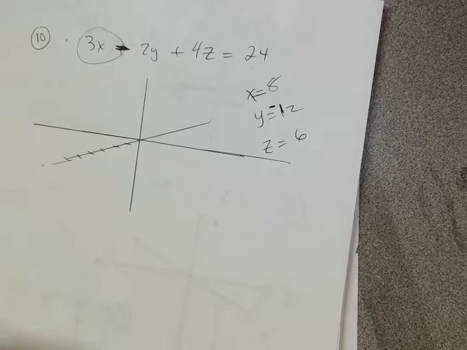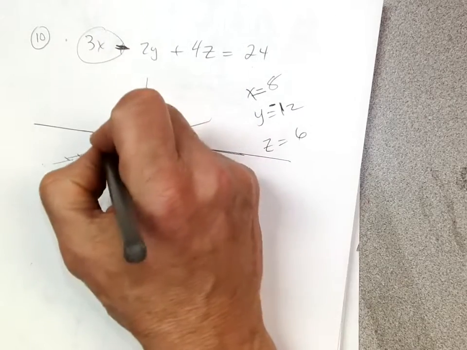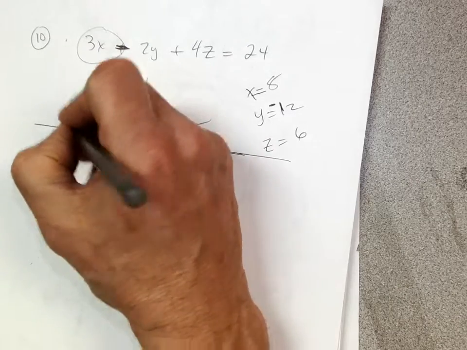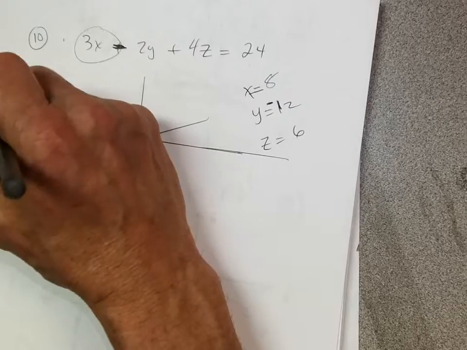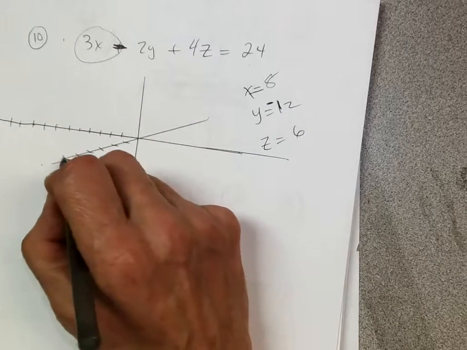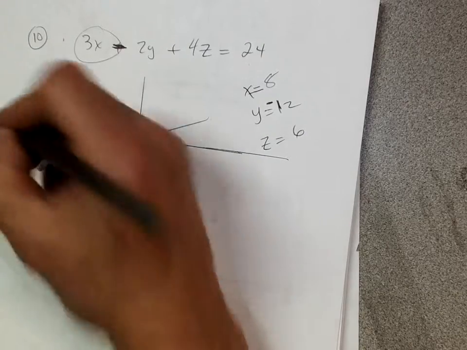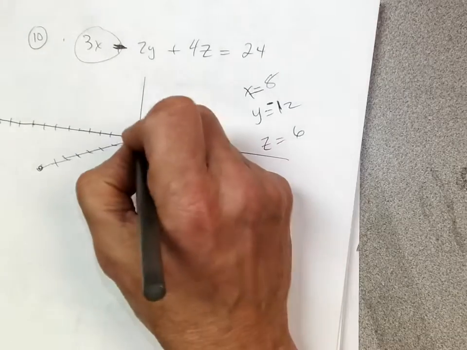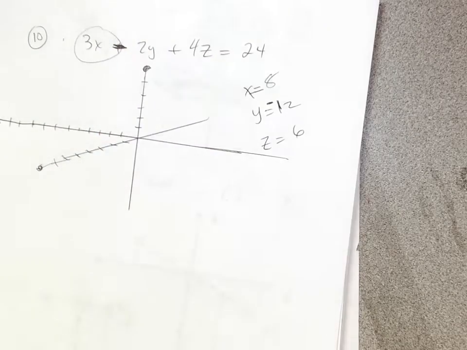How about negative 12? Good golly. 1, 2, 3, 4, 5, 6, 7, 8, 9, 10, 11, 12. 1, 2, 3, 4, 5, 6, 7, 8. And then 6, right? 1, 2, 3, 4, 5, 6. Okay. All right, let's graph it in.